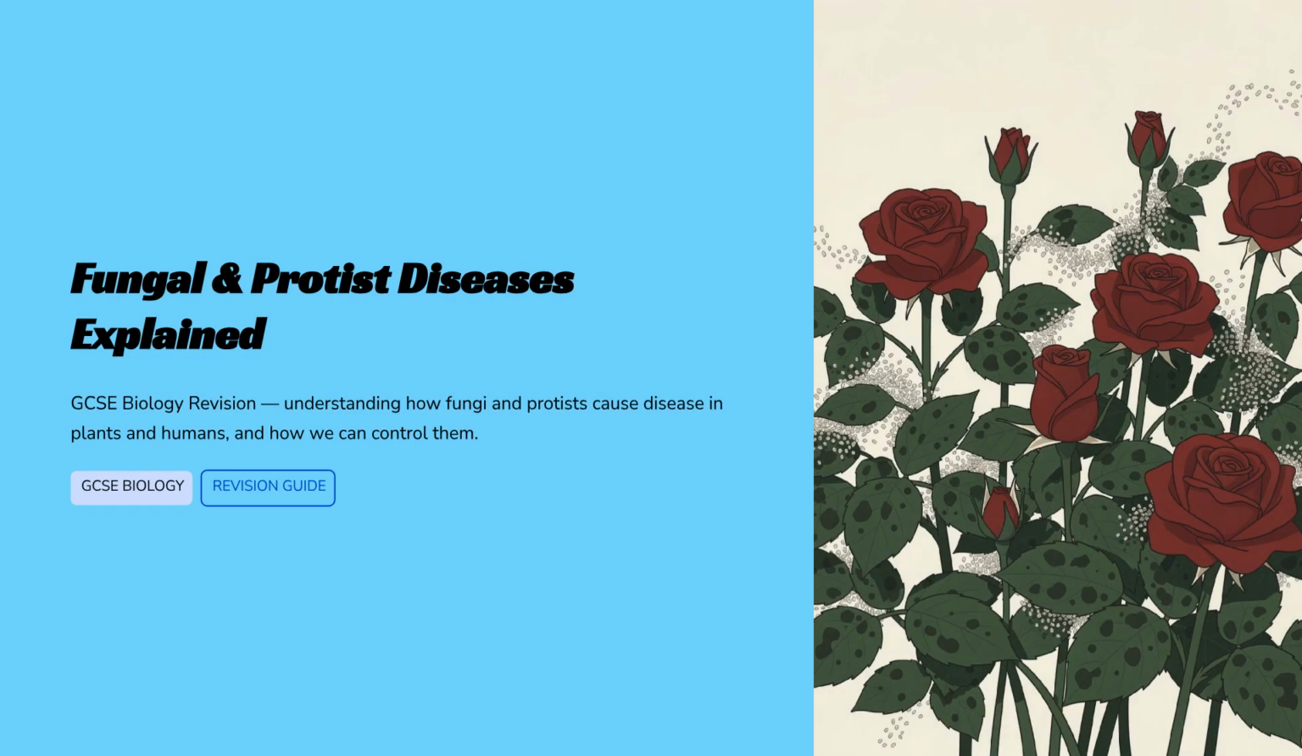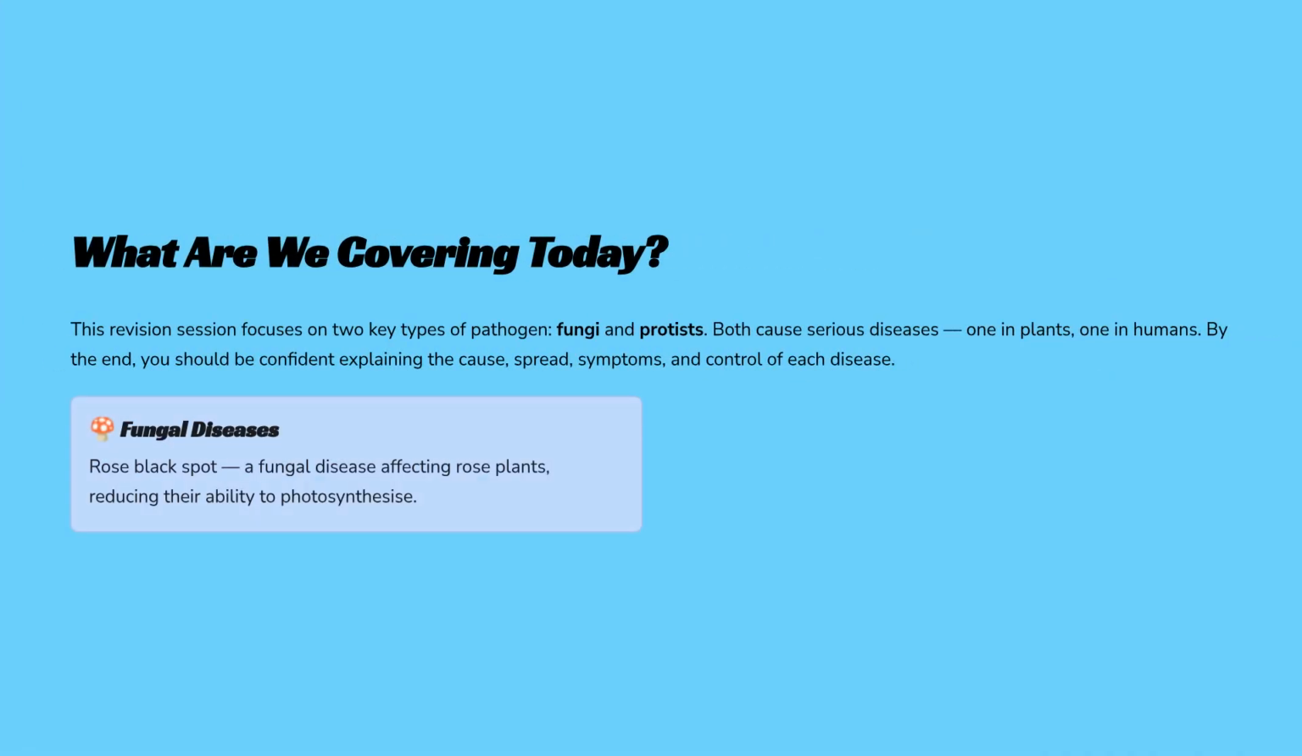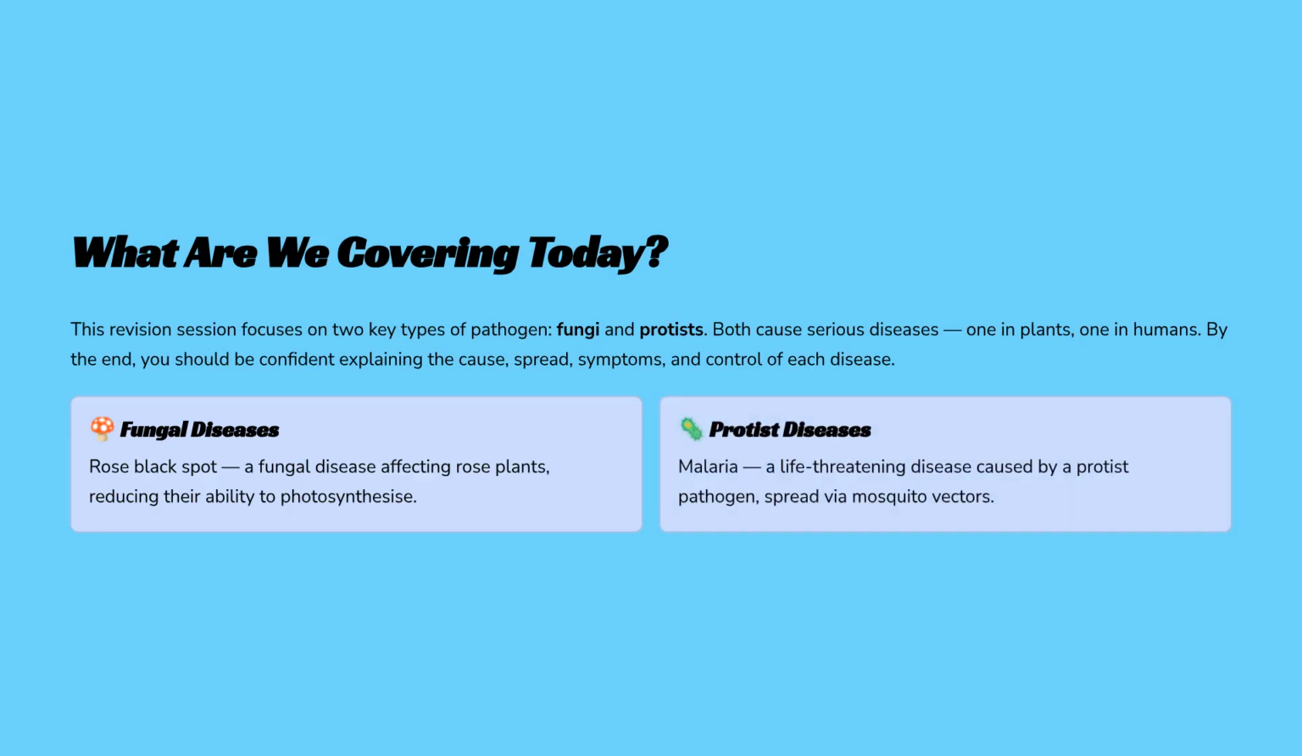Welcome to this video on fungal and protist diseases. We will explore how these pathogens affect plants and humans, and learn the methods we use to control them. In this video, we'll focus on two main topics: fungal diseases, specifically rose black spot in plants, and protist diseases, focusing on the human illness malaria.